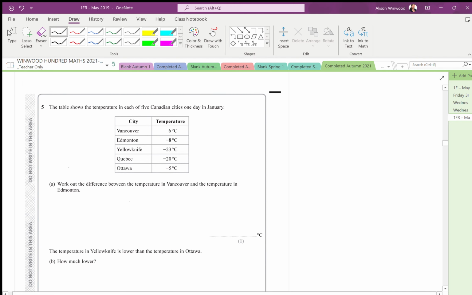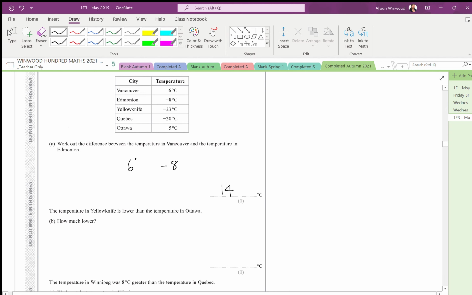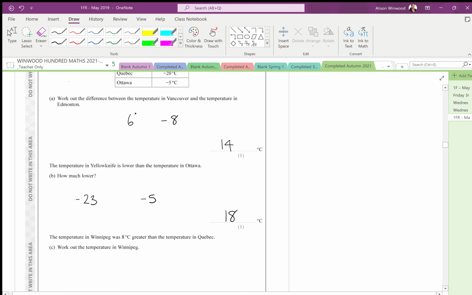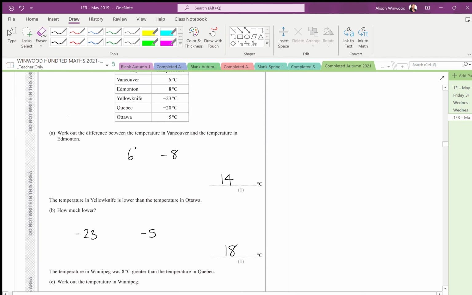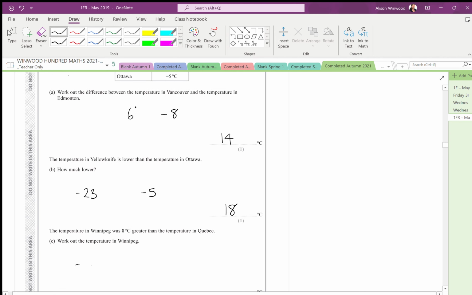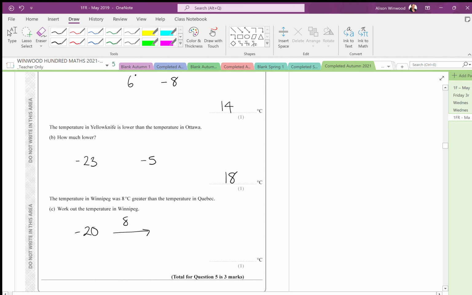Difference in Vancouver, which is 6, and Edmonton, which is -8, that's a difference of 14 degrees. Yellowknife is -23, and Ottawa is -5, so that's a difference of 18. 8 degrees greater than Quebec. Now Quebec was -20, we need to go up by 8 degrees, takes me up to -12.